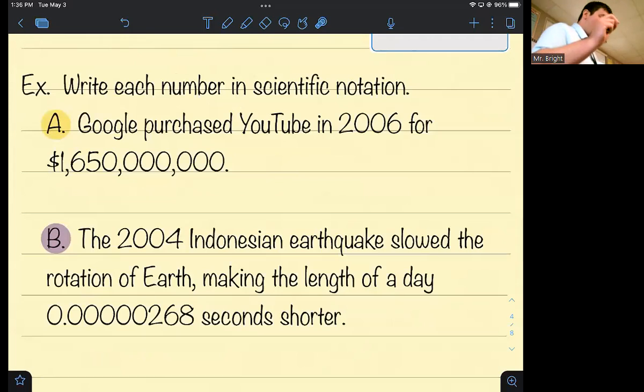All right. Write each number in scientific notation. Google purchased YouTube in 2006 for $1,650,000,000.